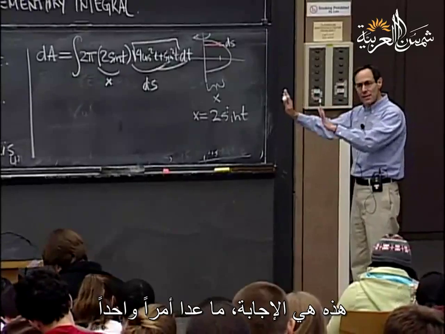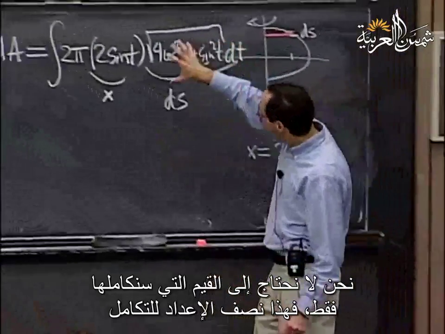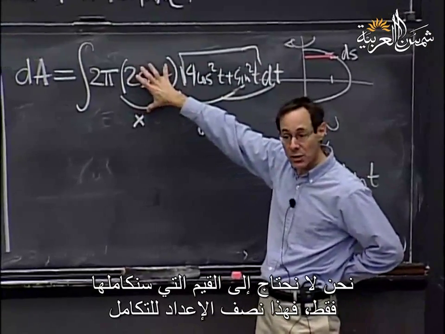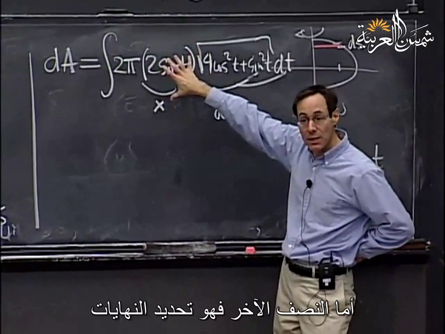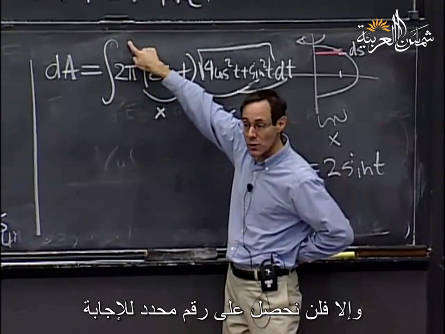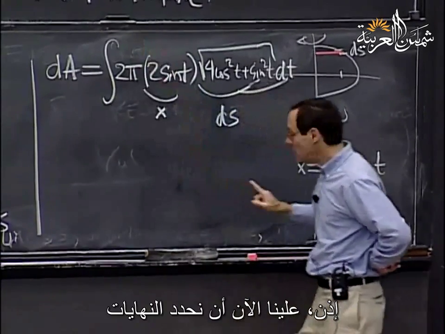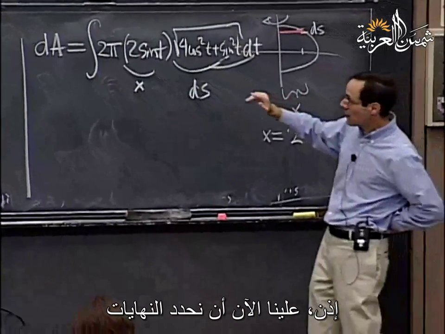All right, that's the answer, except for one thing. What else do we need? We don't just need the integrand. This is half of setting up an integral. The other half of setting up an integral is the limits. We need specific limits here. Otherwise, we don't have a number that we can get out. So we now have to think about what the limits are.